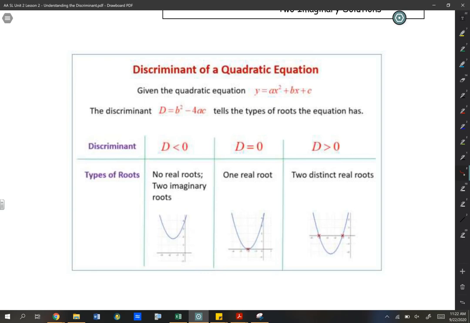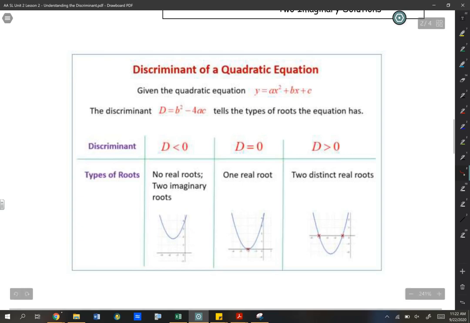If we have a value of discriminant equal to 0, we're going to have one real root, or you could sort of think of it as a bounce. So we have two roots, but they're the same value. So in that case, the discriminant is equal to 0, and we just touch the x-axis in one place.